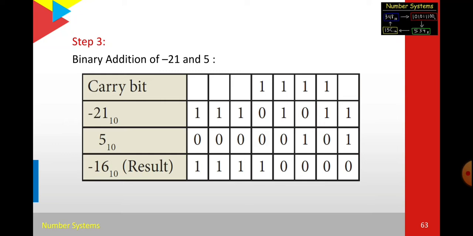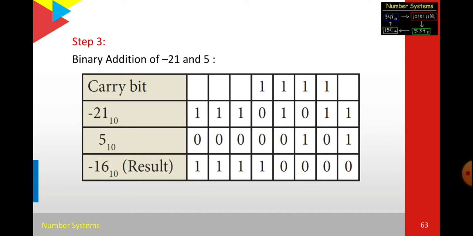Okay, see this table, my binary addition of minus 21 and 5. Minus 21 base 10, what is the binary value? 1 1 1 0 1 0 1 1. And 5 base 10, what is the binary value for this? 5 zeros 1 0 1. Now we are going to add these two numbers. So 1 plus 1, what do we get? We already studied in the binary addition table that 1 plus 1 is equal to 1 0.